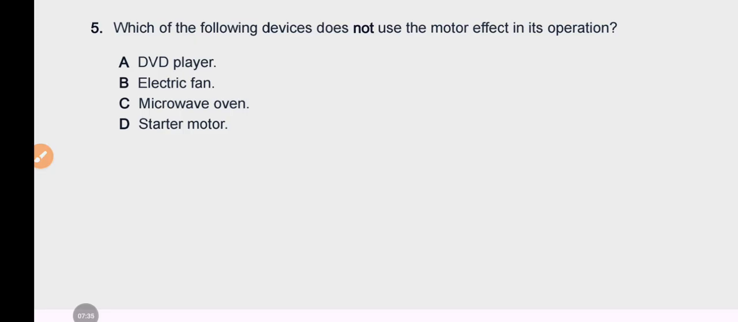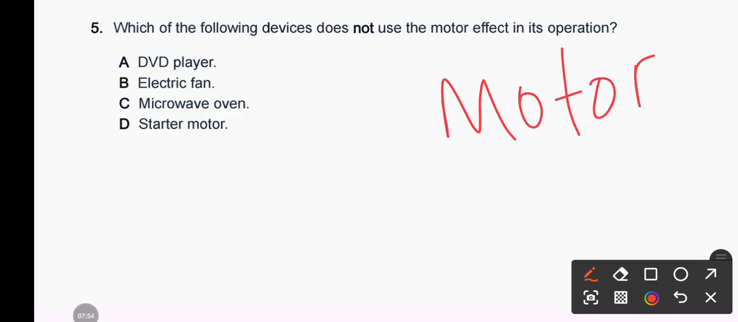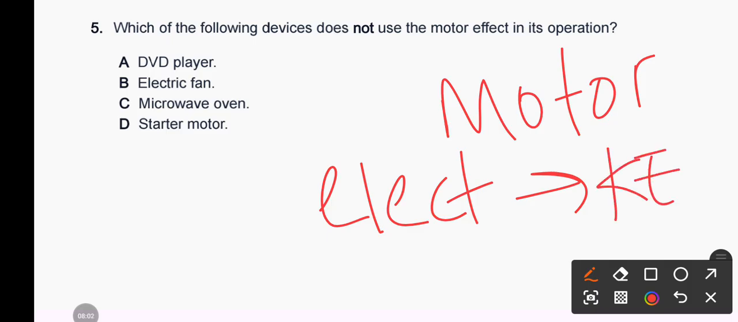Question 5. Which of the following devices does not use the motor effect in its operation? Remember, motor effect is the principle that is used in designing motors. I established a fact to say that motors convert electrical energy to kinetic energy. So if we keep it as simple as possible, the question is just trying to say which device here converts electrical energy to kinetic energy.